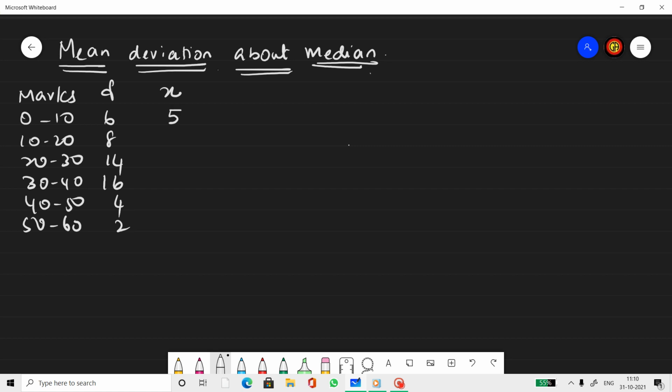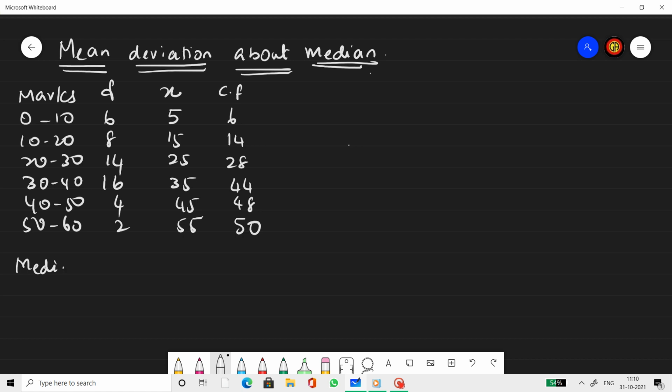So it's 5, 15, 25, 35, 45 and 55. Then we need to find the CF, that is cumulative frequency of F. So 6 plus 8, that is 14, 14 plus 14, 28, 28 plus 16, that is 44. Then we have 48 and then we have 50. So let's find the median first now.